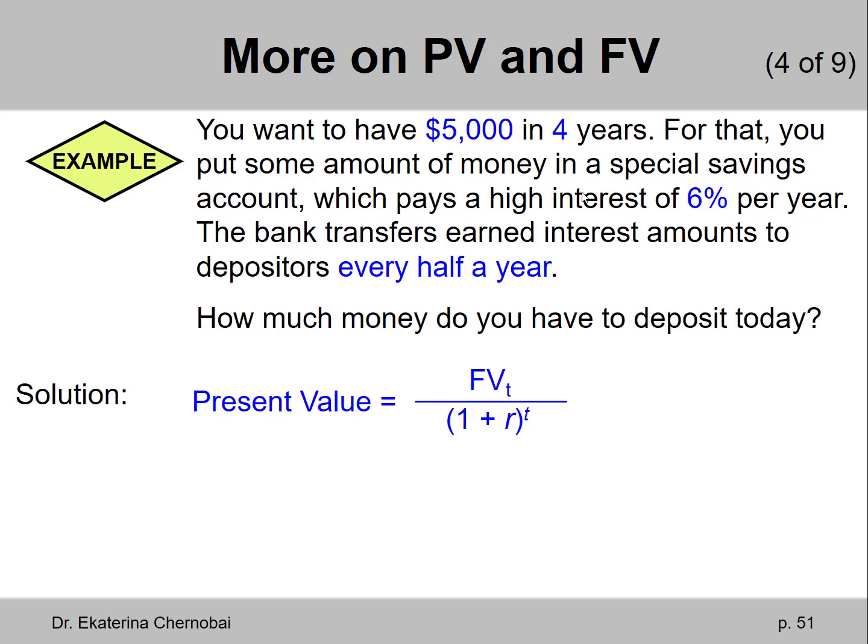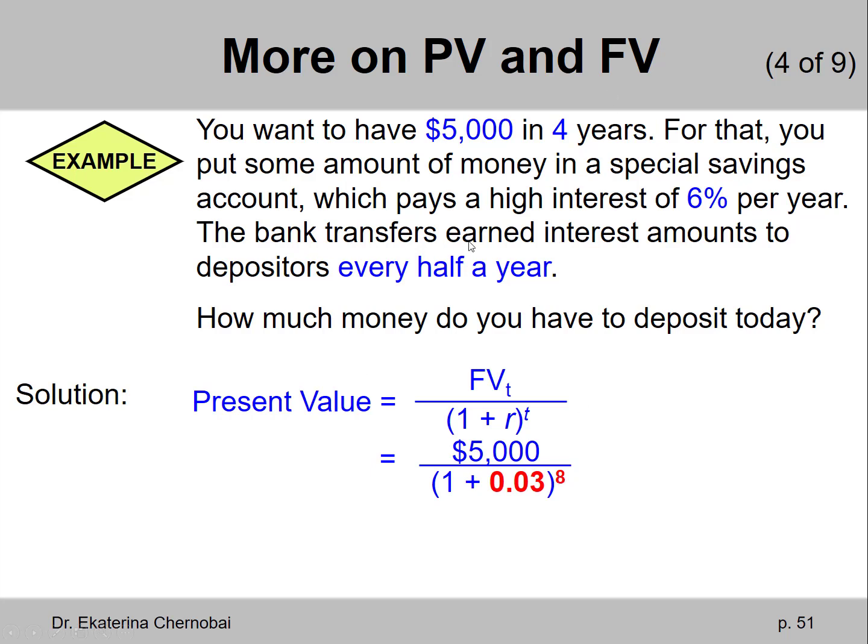Look for a keyword. Read the text carefully and see how the question is phrased. Keywords for present value are, for example, today. How much you need to start with today. So what do you use for the future value? $5,000, which is given. What do you use for the interest rate R and for the number of time periods T in the formula? Well, you're going to use 3% for the interest rate and 8 for the number of time periods. Why don't you use 6% for the rate and 4 for the number of years?